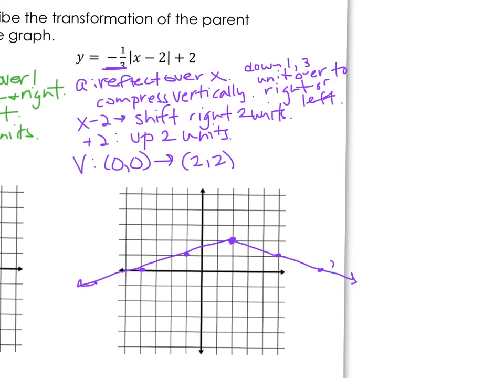Notice we went up 2 and over 2 from the vertex, and our graph reflected over the x-axis, so it opens down, and it compresses vertically. That's a lot of information for lesson 2.7. We will finish the notes in class on Monday.